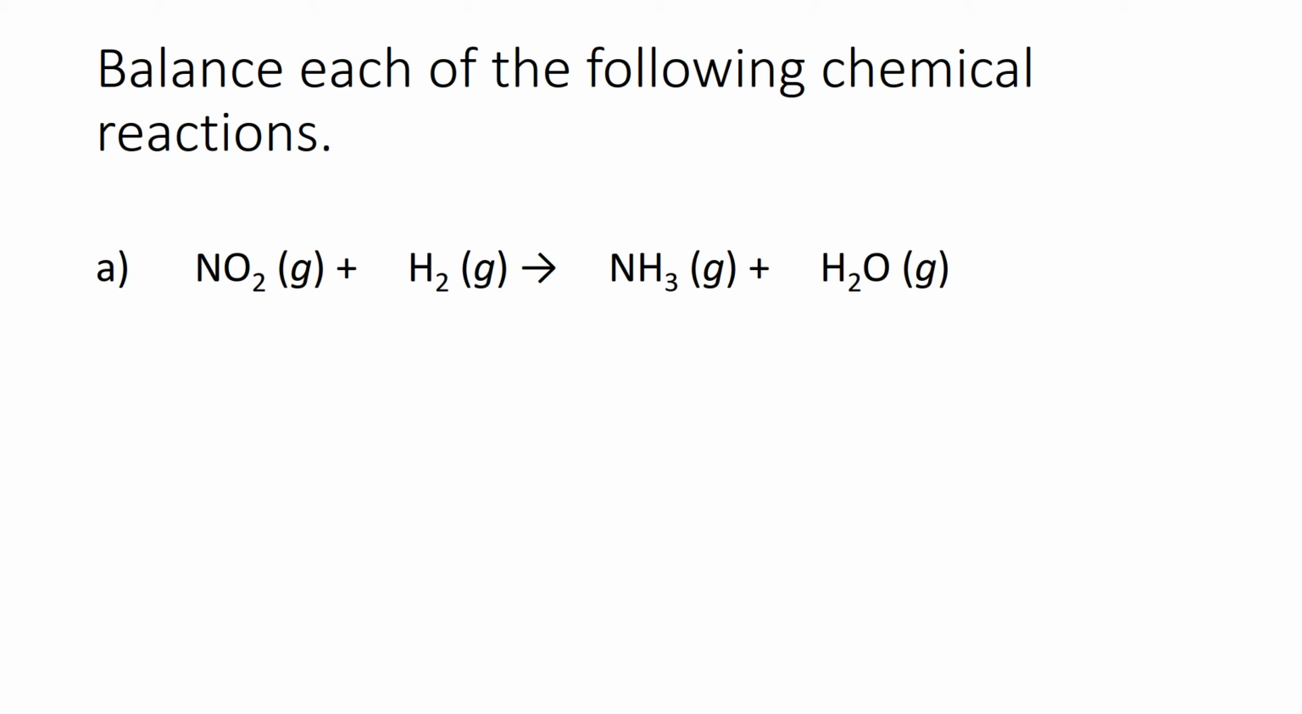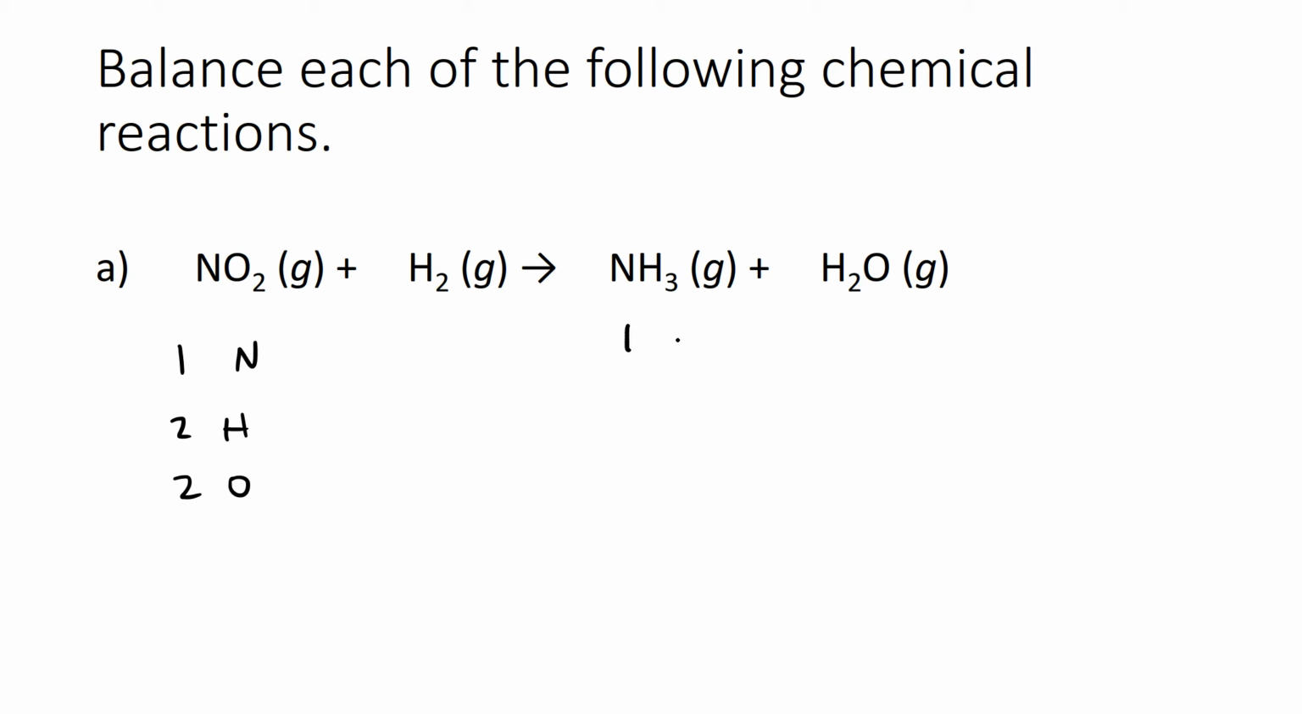So the problems read, balance each of the following chemical reactions. In order to balance chemical reactions, we're going to want to make sure that we have the same number of atoms on the reactant side as we do the product side. So we'll go ahead and start out by counting them out. On the reactant side, we have one nitrogen, we have two hydrogens, and we have two oxygens.